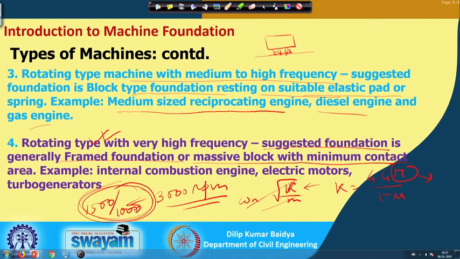and if you use the block foundation, then the block contact area should be like that. Its block may be something like this, a huge block with smaller contact area, but height will be significantly high. So, it may be like that, whereas if it is your low frequency machine, block area dimension may be big, but height may be something like this.